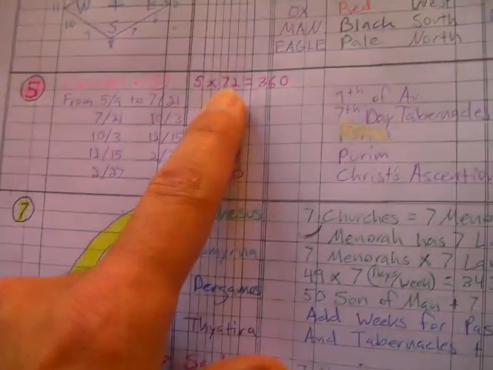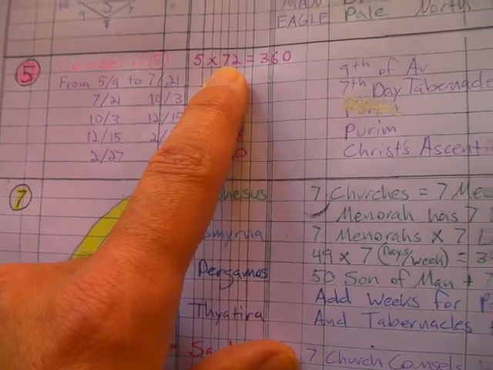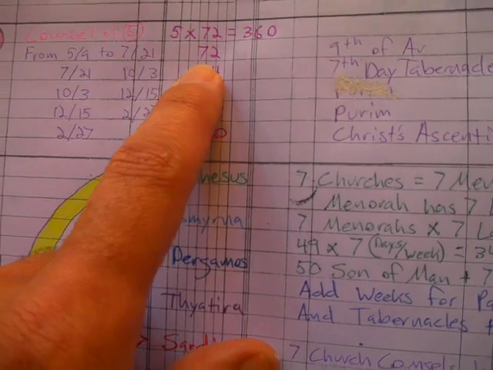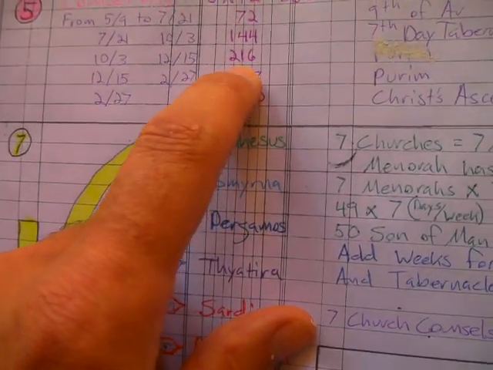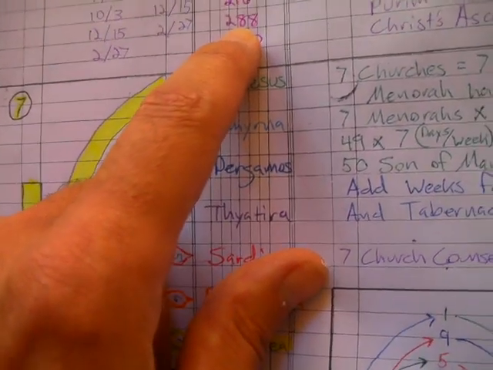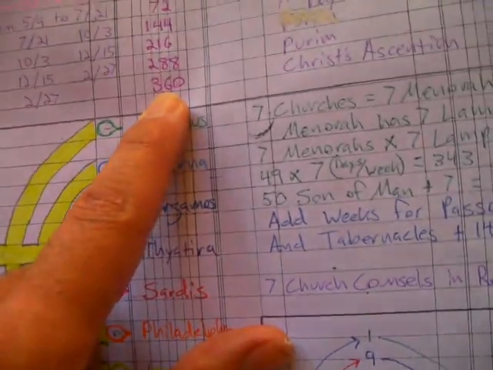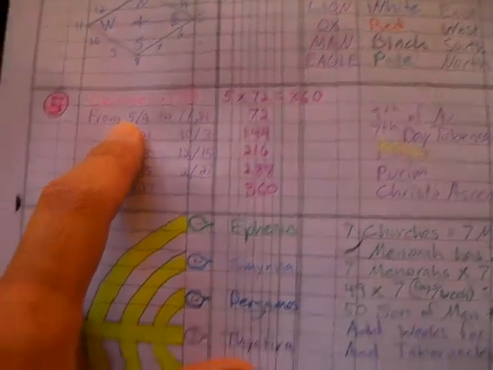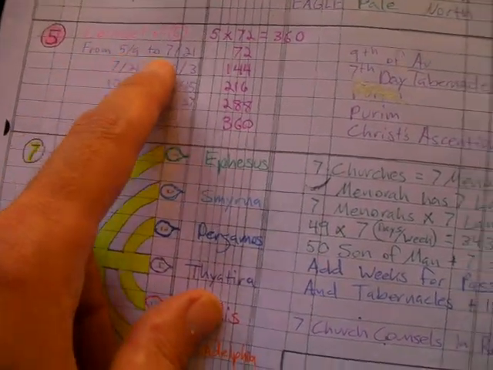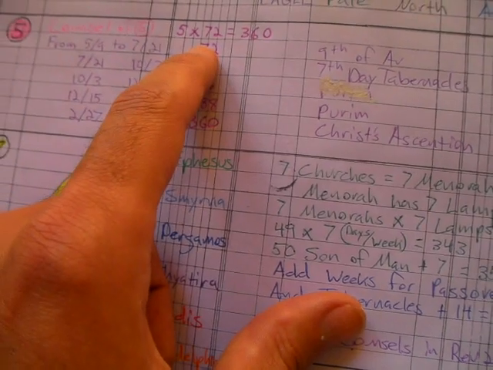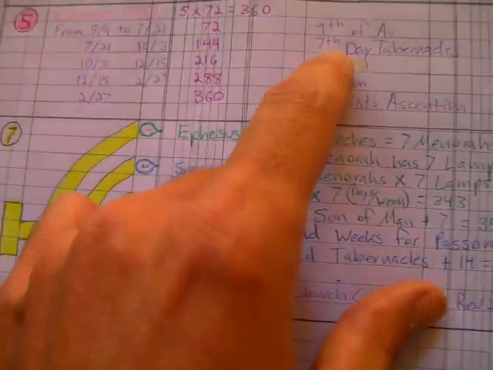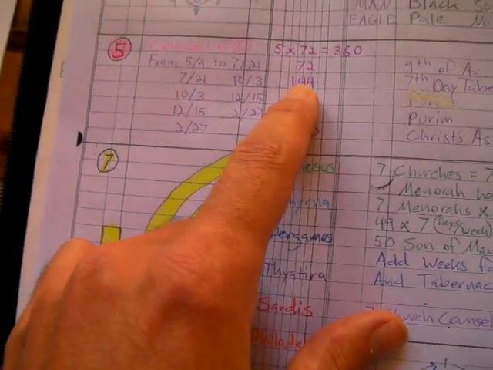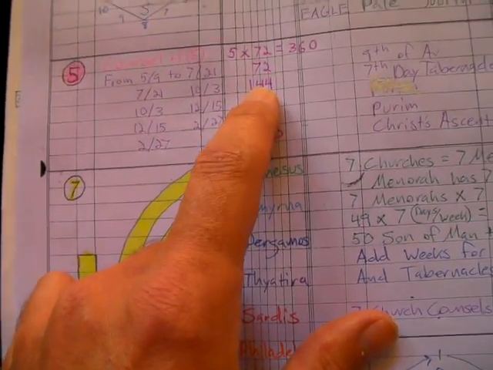Okay. So these are intervals of time where significant dates and feasts happen. So you have 72 days, 144 days, 216 days, 288 days, and it concludes with 360 days. Now this one starts from the 9th of Av. You'll see 2 of the councils here starting on the 9th of Av. Now, starting on the 9th of Av, going 72 days, brings you to the 7th day of Tabernacles. So that's our 144-day count, okay?